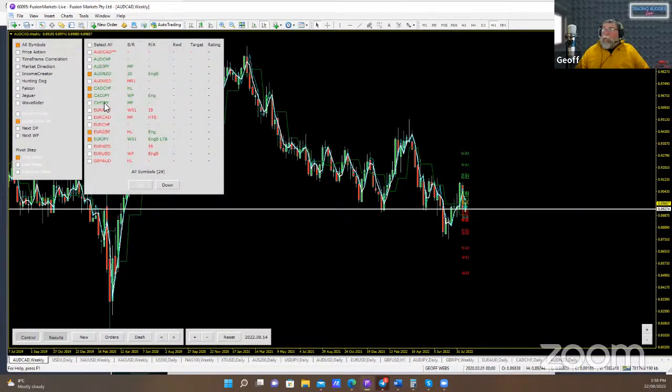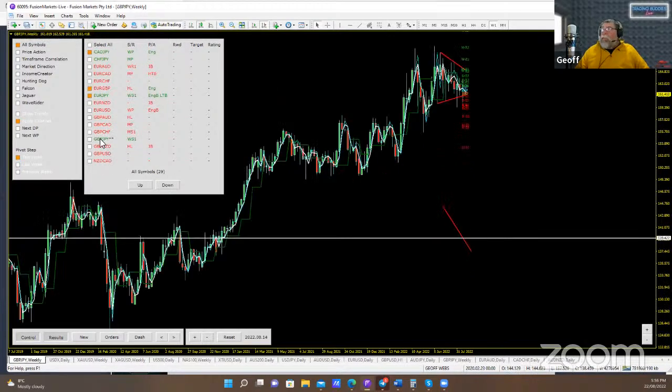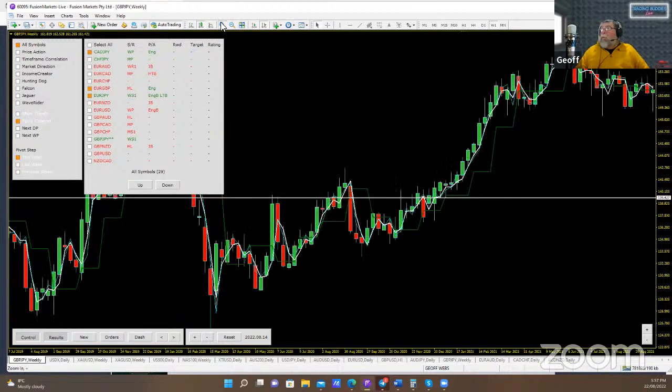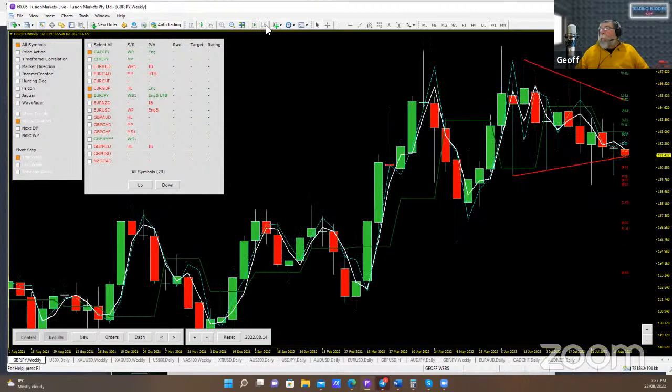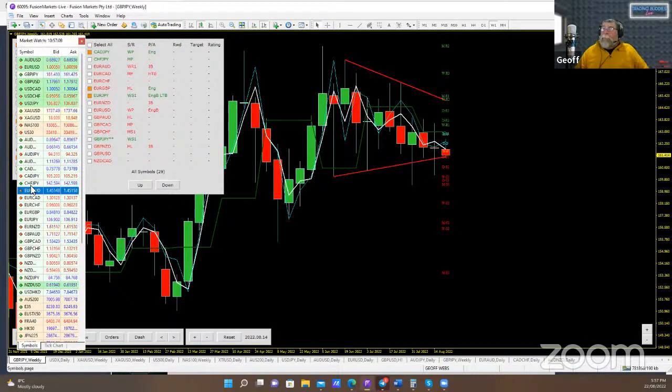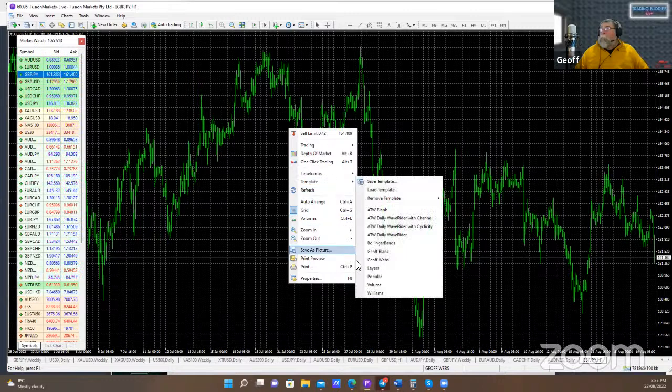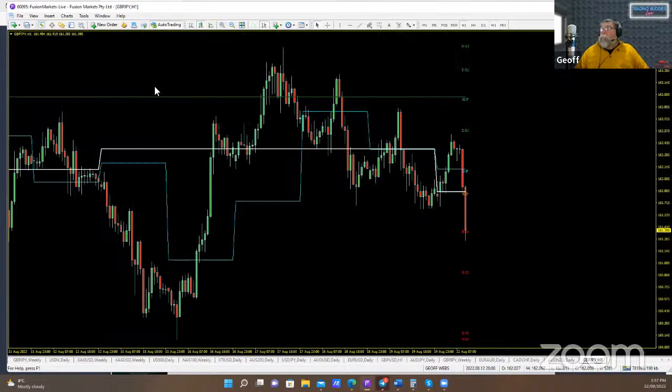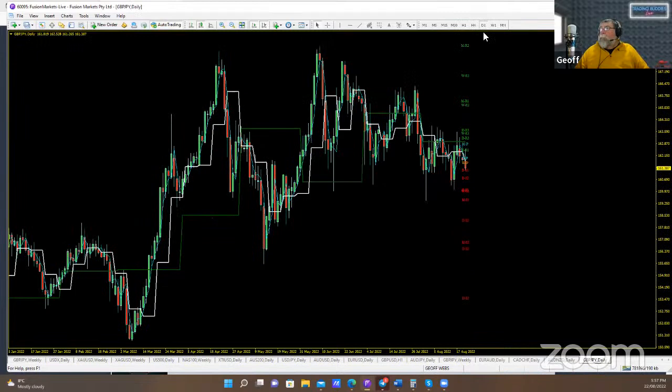Pound yen. Let me have a look at pound yen. I had a look at that last week. In fact, it was my trade last week, wasn't it? Pound yen, I think. From memory. Yes, it was. Okay. Let me bring up that chart rather than try and do it here. Pound yen, there it is.